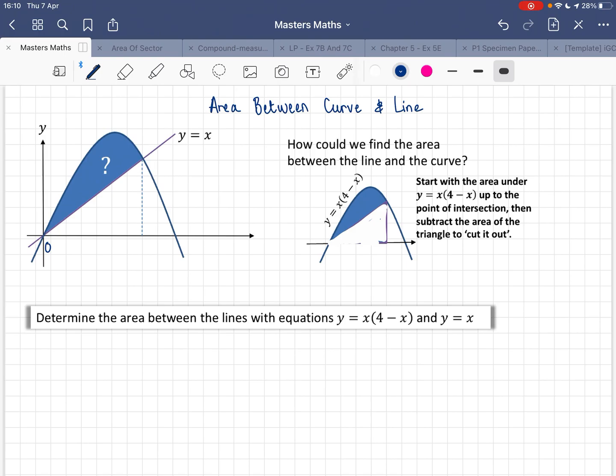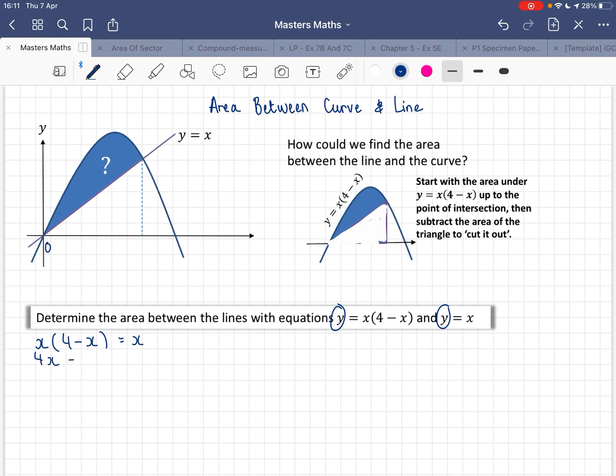We need limits. As the question stands, we don't have them. The way we find the limits of the integral, because we're going to need to integrate the curve, is to find where the two lines intersect. So find where the line and the curve intersect. To do that, they're both in the form y equals, so we can put them equal to each other: x(4 minus x) equal to x, and then we want to solve that.